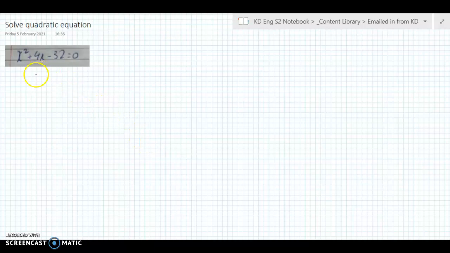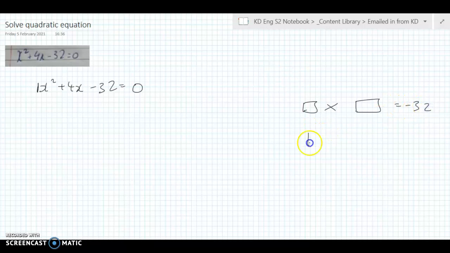Solve this one. Now this is a quadratic. X squared plus 4x minus 32 equals 0. Well, we need two numbers, right? Because there's a 1 here, right? We need two numbers that multiply together to give us minus 32. And these same two numbers must add together to give us this plus 4 here in front of the x.